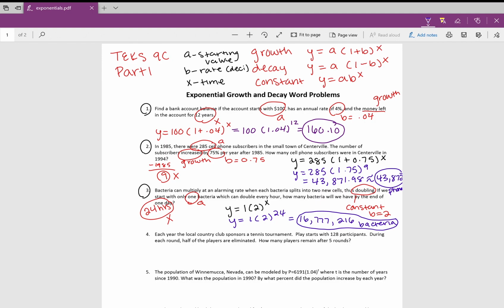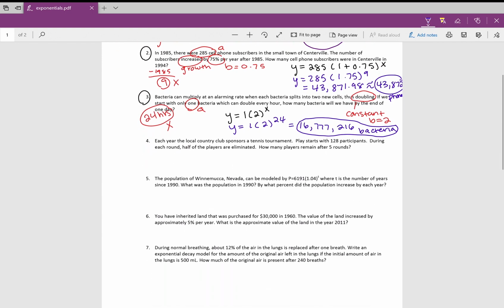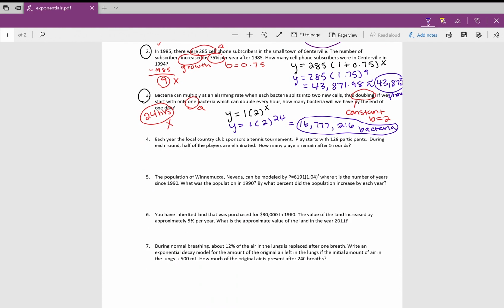Okay. Now you guys are going to work on number 4 on your own. Make sure you are labeling everything. You're telling me if it's a growth or it's a decay. And then you're writing your equation.